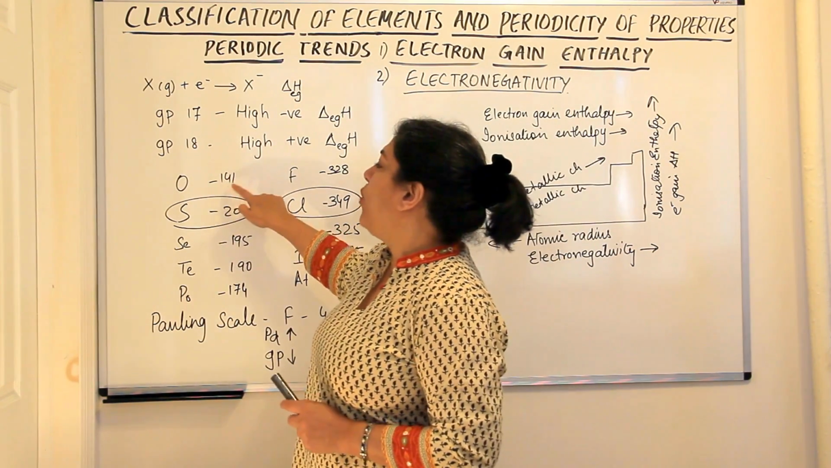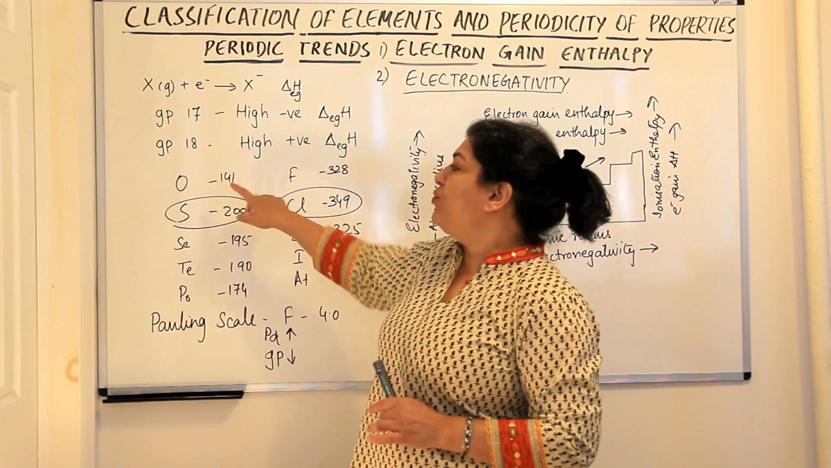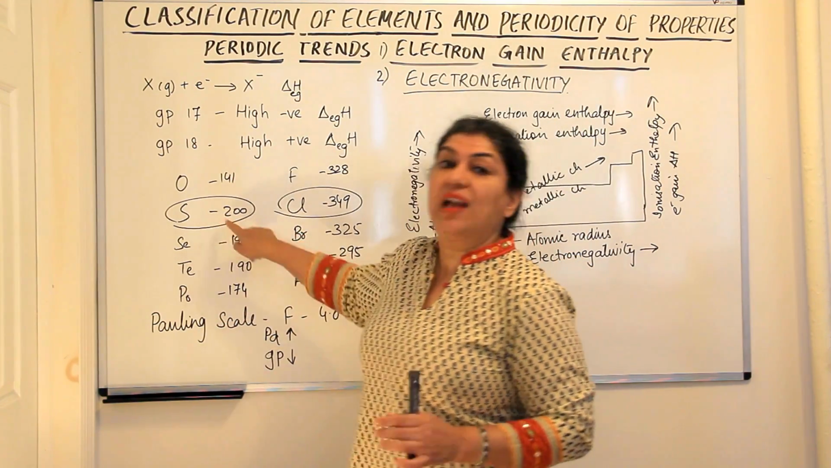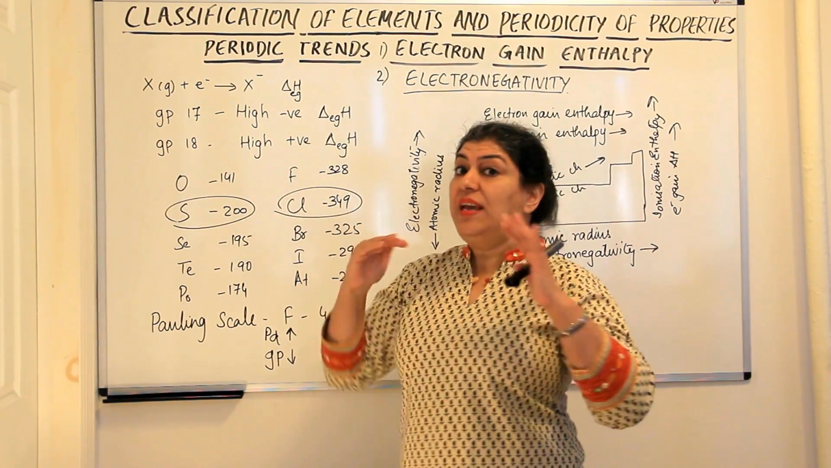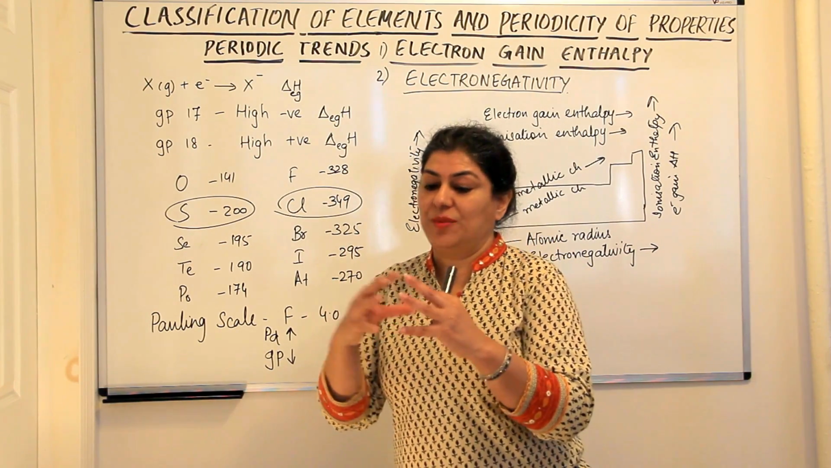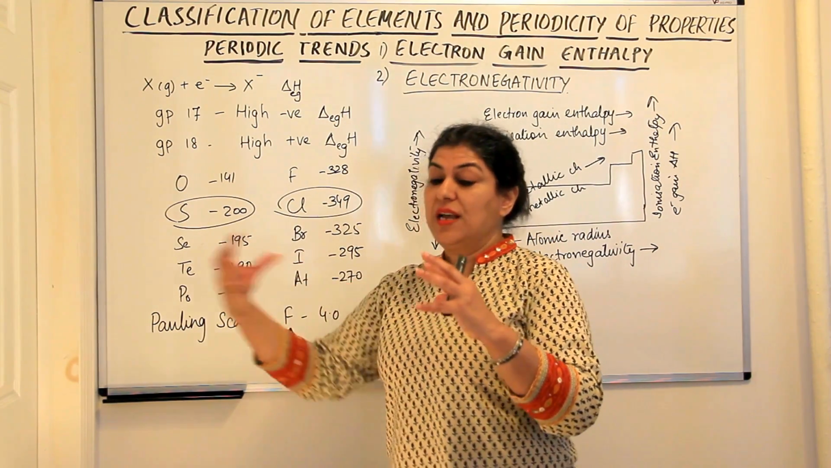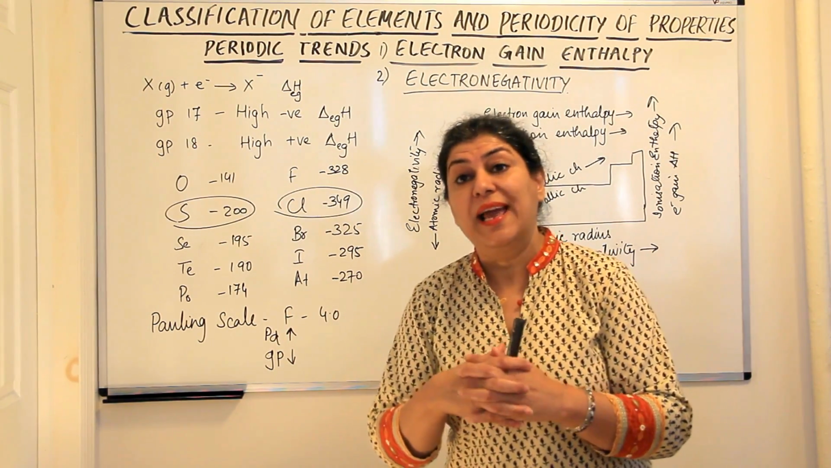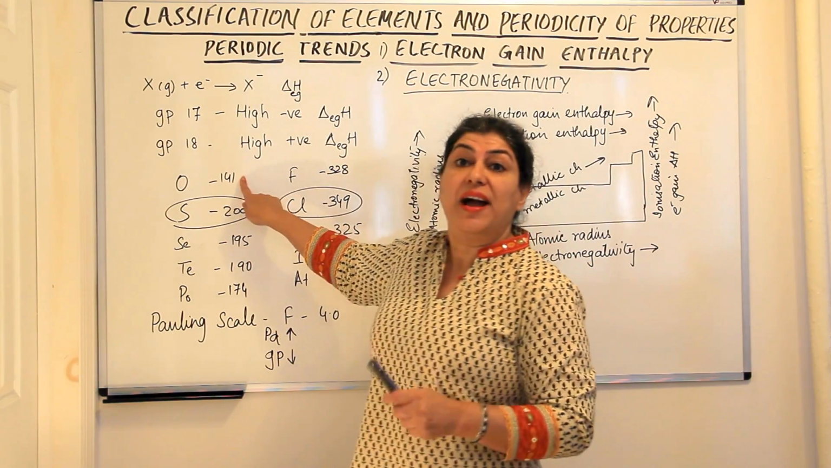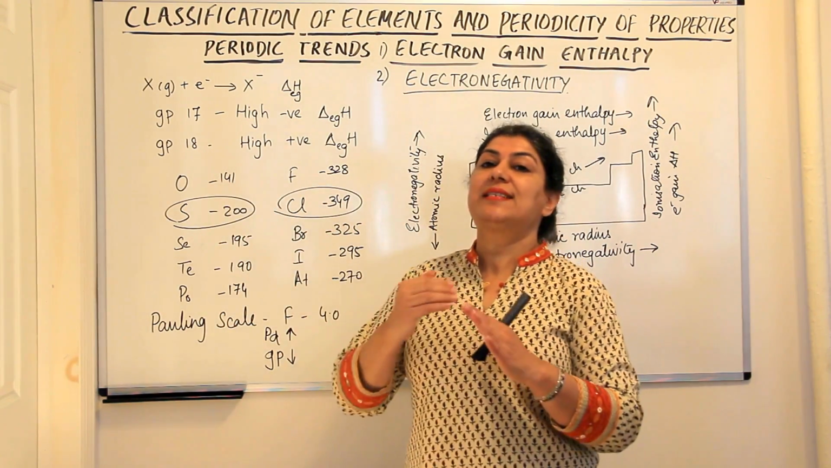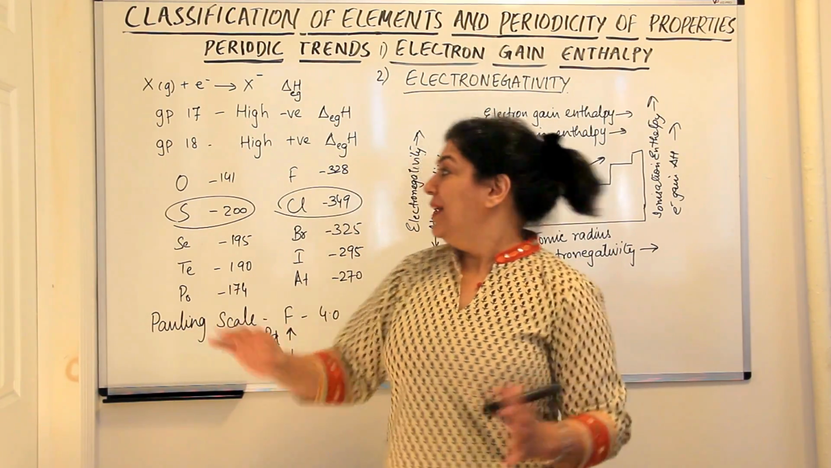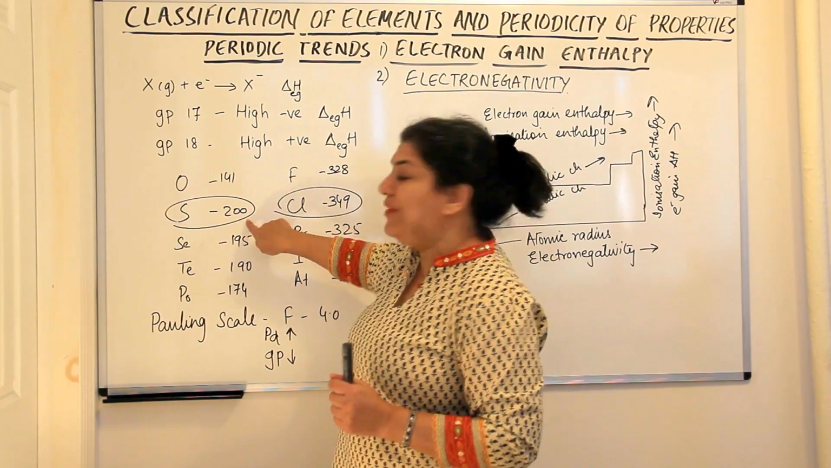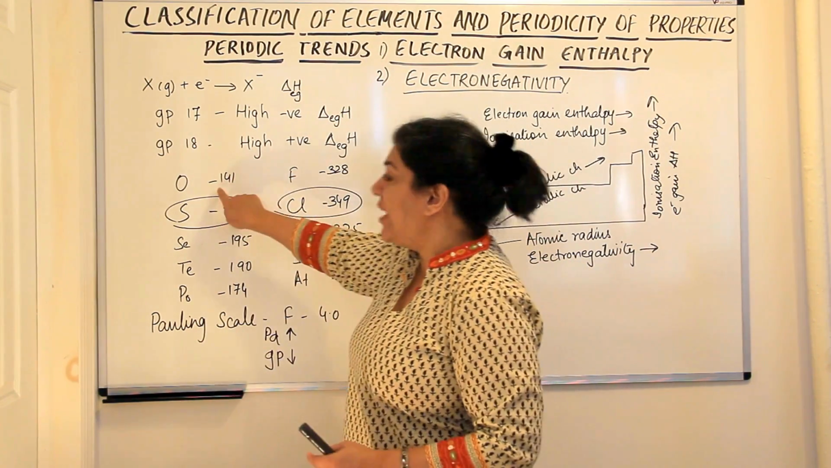gain enthalpy of 141, which means that when oxygen gains an electron, it does not release as much energy as sulfur does. And I just told you that the smaller an atom, the closer are the electrons to the nucleus. Therefore, the electron which is being added should be attracted by the nucleus even more strongly. And therefore, this should have had a higher value. The negative value only indicates that the energy is being given out. The amount of energy is the numerical quantity.